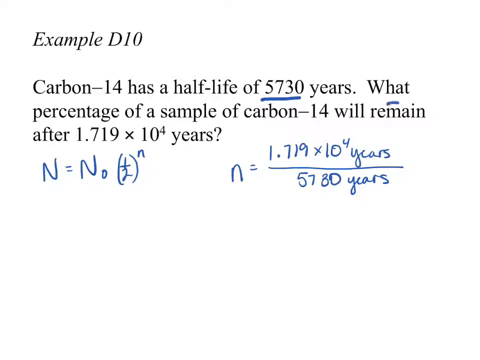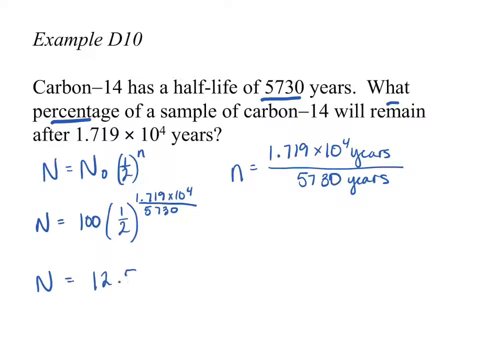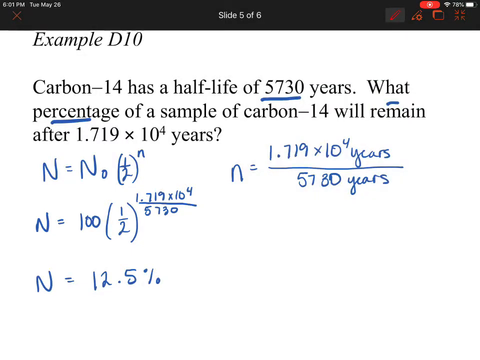So we just want what percentage, so we're going to assume that we start with 100% and want to see how much it goes down from there. So N naught can just be 100 here. Okay, so we just have 100 times 1/2 to the power of 1.719 times 10 to the 4 divided by 5,730. Okay, we put that into your calculator, you should get 12.5%. Okay.